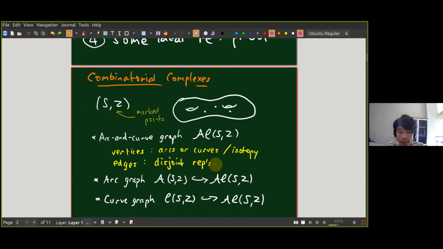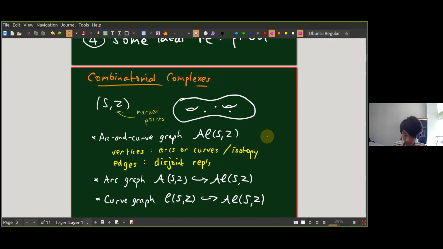So let's begin with some background on what are commonly known as combinatorial complexes. To begin with, we're working in the world of topological surfaces. For this context, I'm always going to assume that I have some finite genus closed compact surface with a finite non-empty set of marked points. That's what I'm interested in. First we can define the arc and curve graph. I need to tell you what the vertices are and what the edges are for this graph.